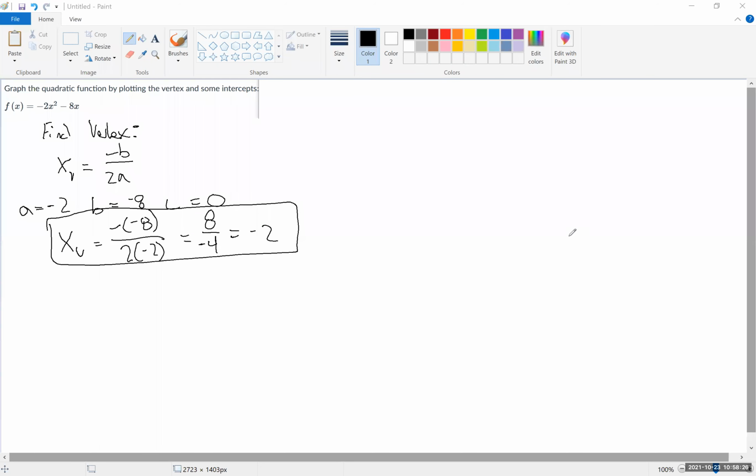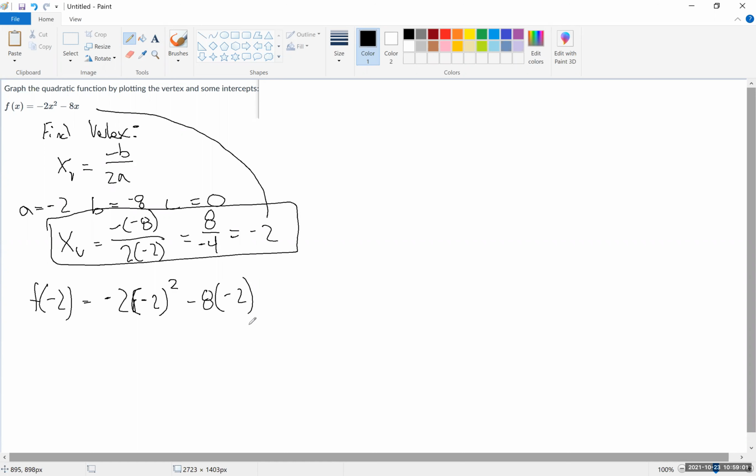All right. So to find the x value, we use the formula to find the x value of the vertex. To find the y value, all you have to do is plug the x value into the function. So f of negative 2 is equal to negative 2 times x. Instead of writing x, we write negative 2 squared minus 8 times negative 2.